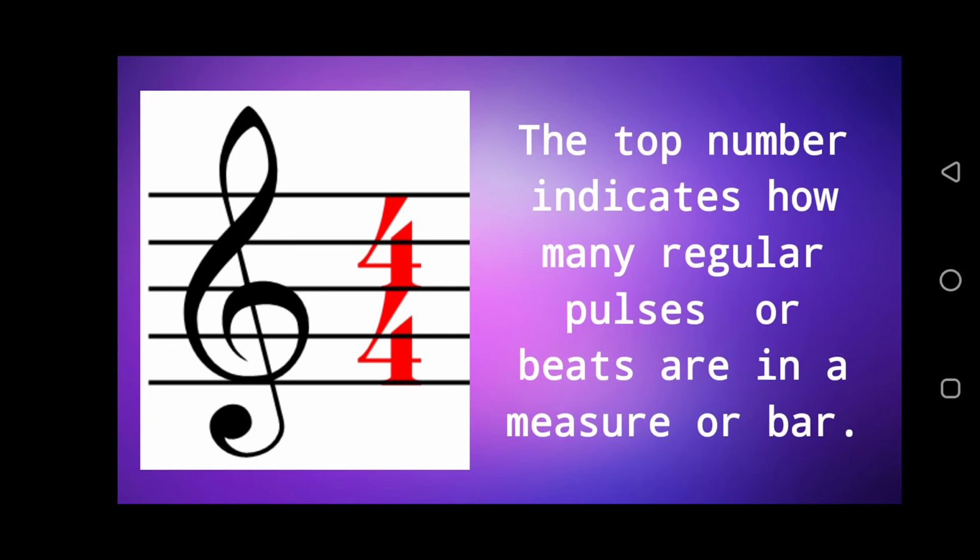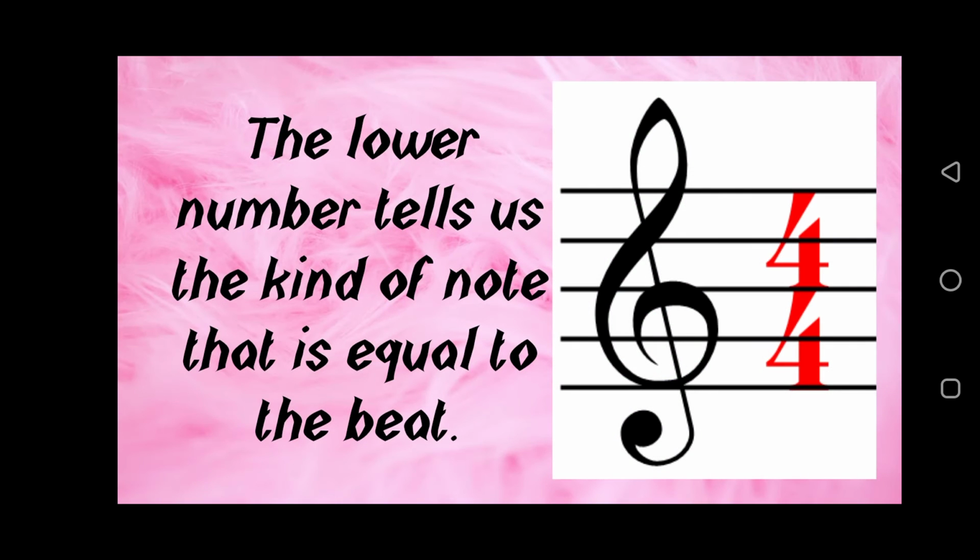Let me tell you what these numbers mean. You see the number that is on top, the 4 that is on top. The top number indicates how many regular pulses or beats are in a measure or bar. So the one that is on top will tell you how many counts, how many beats need to be in a bar. But the lower number tells us the kind of notes. So the top one tells us the number of beats, but the lower one tells us the type, the kind of notes that should be in a bar.